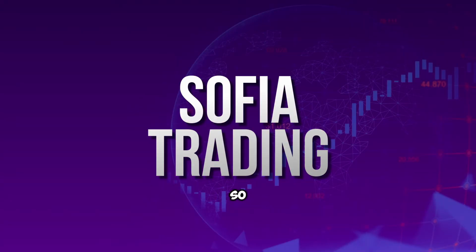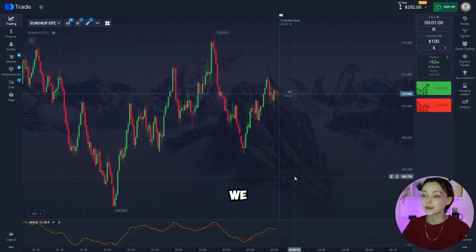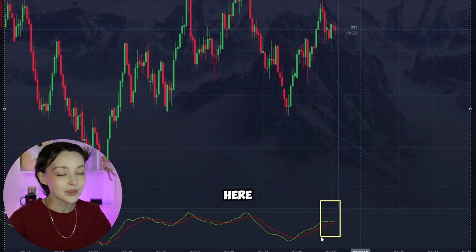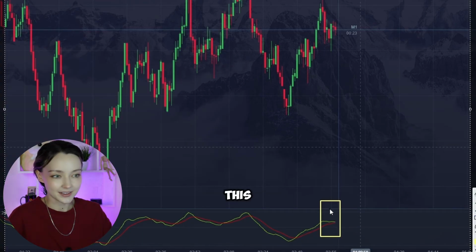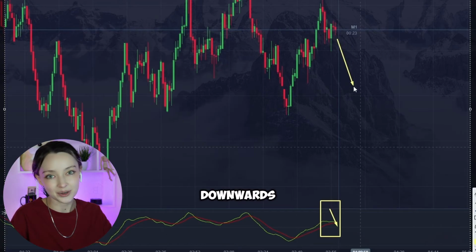Let's carry on. So I found another interesting case. We can see an intersection right here where the green line is crossing the red one downwards. This indicates a further downfall, which is why I'm going to be entering downwards here.